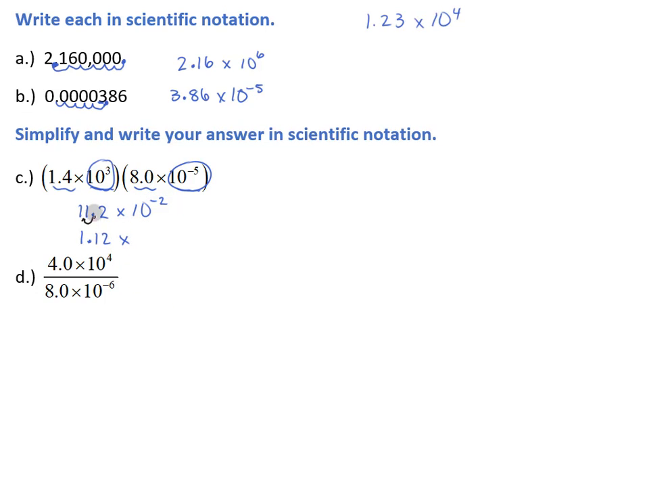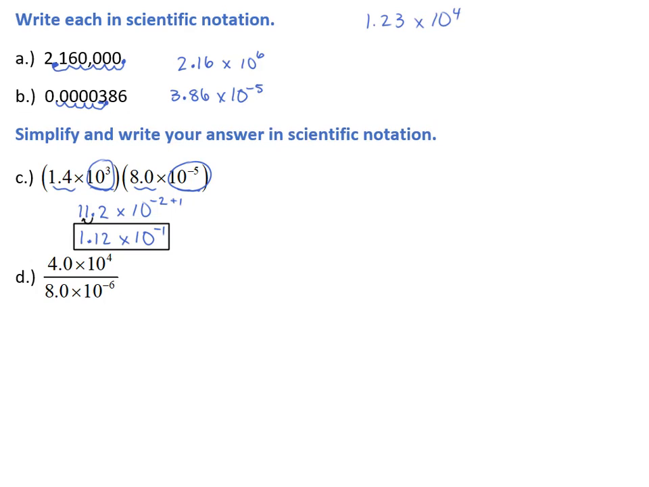So I like to think about if I make my number smaller, instead of 11, it's now 1.12, then we need to make my exponent bigger. So I'm essentially adding 1 here to move it to the left, just like our exponents got bigger when we moved to the left here. So if I add 1, this becomes 10 to the negative 1, and that would be the proper scientific notation for our final answer.